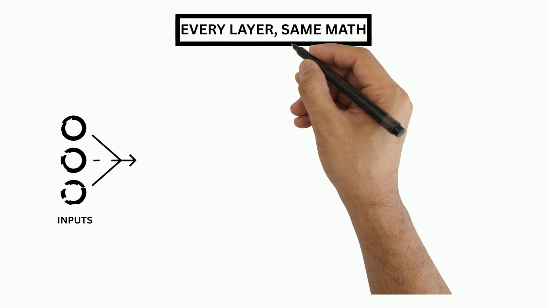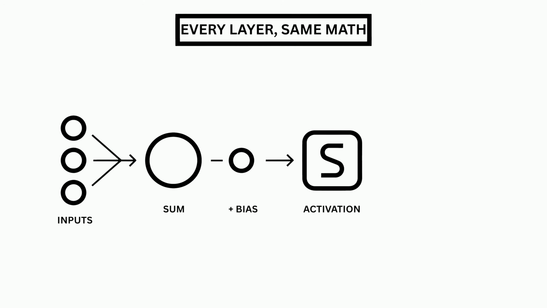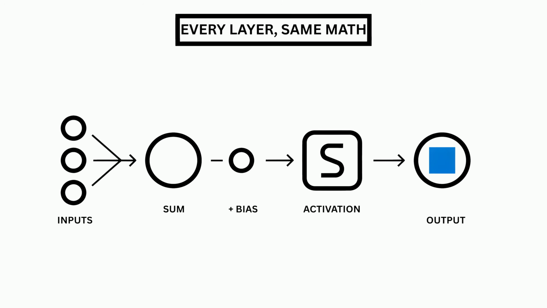Nothing new mathematically inside a deep network. Every neuron in every layer still does the same job we saw last time: multiply inputs by weights, add a bias, pass it through an activation function. Depth just means repeating that simple operation over and over, layer after layer, refining the representation many times before a final decision.